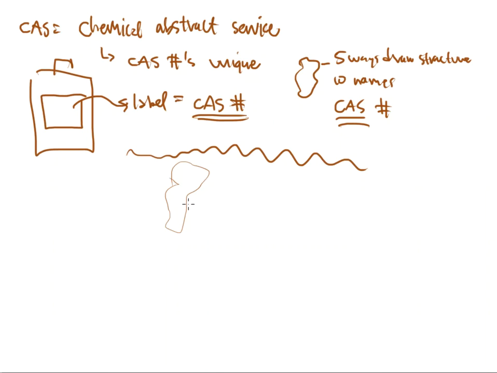Now, where else can I find CAS numbers? Well, CAS numbers are going to be found on labels of reagents, liquids, solids, gases, whatever you decide to use in a laboratory.